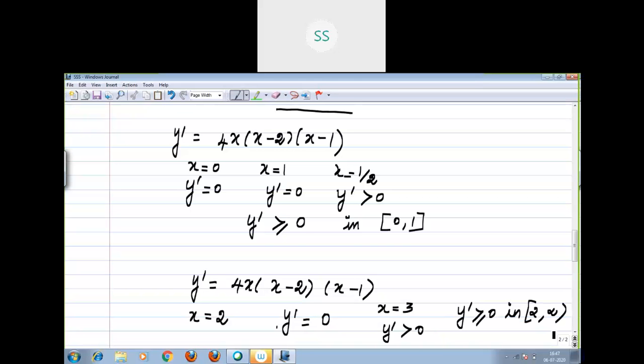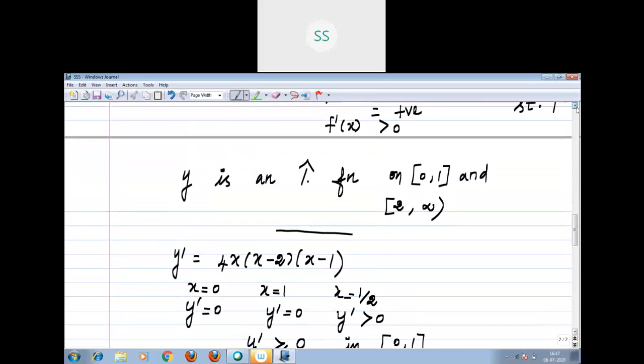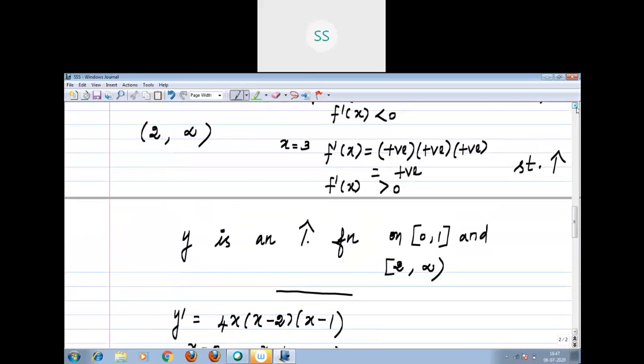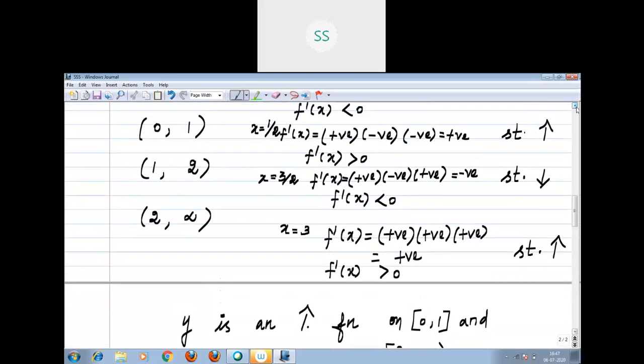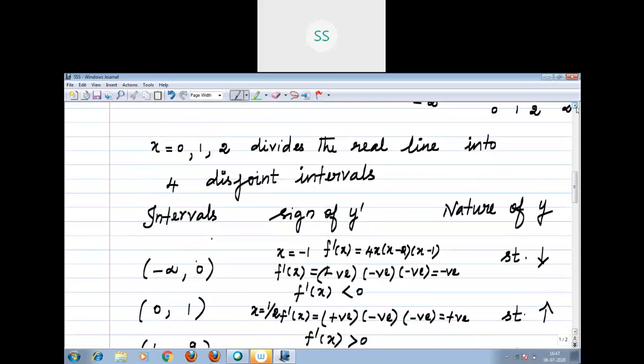I hope you people understood, right, children? Again, I will explain. It is an important question. You have to listen carefully, right? Up to the previous sum, we learnt strictly increasing, strictly decreasing. The new word is increasing. The derivative should be greater than or equal to 0, right? See here.